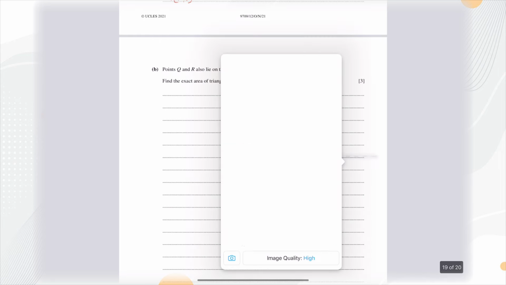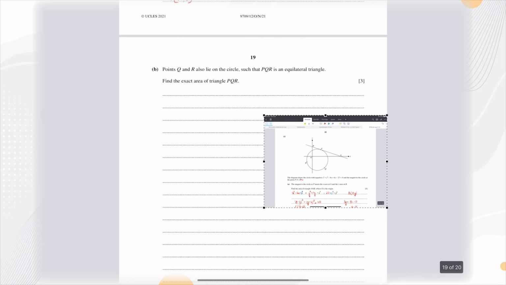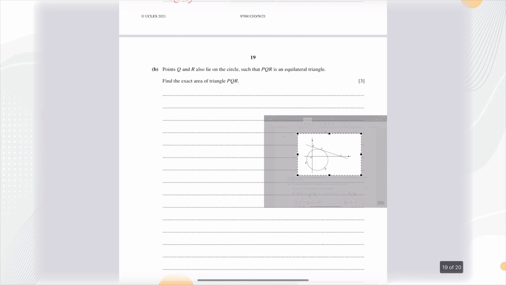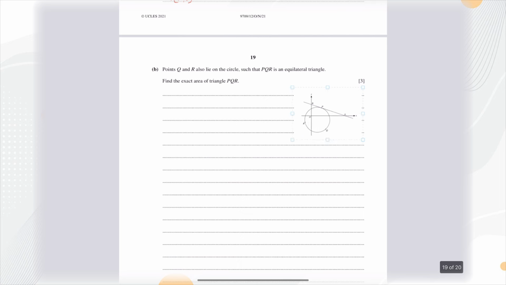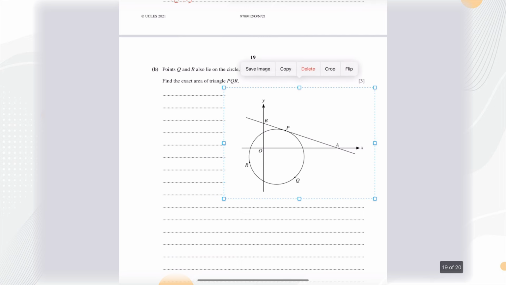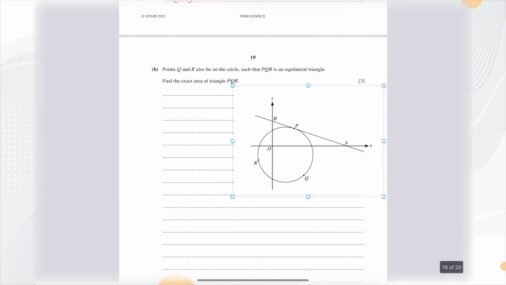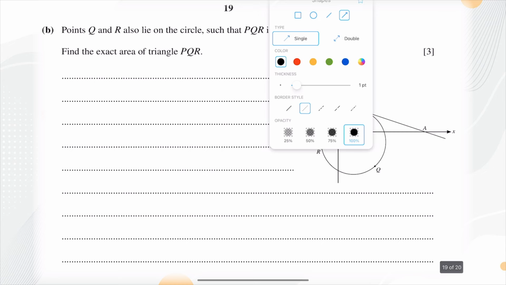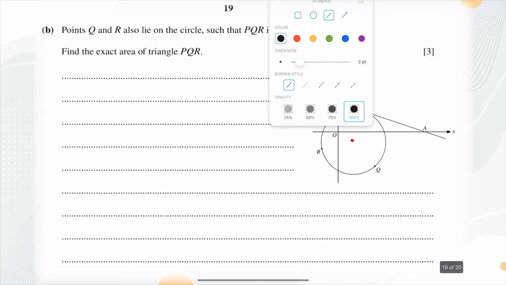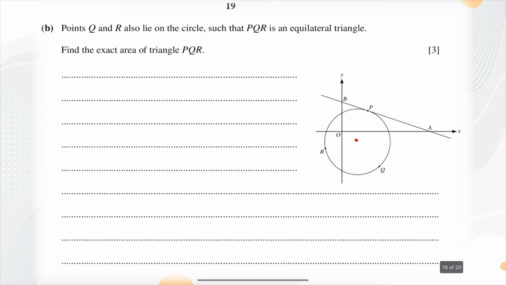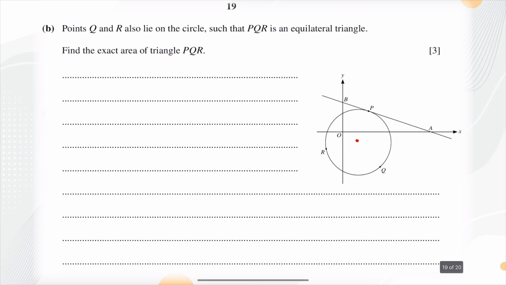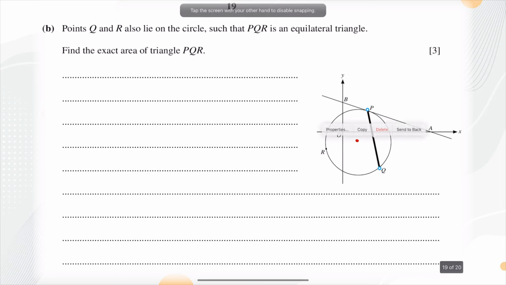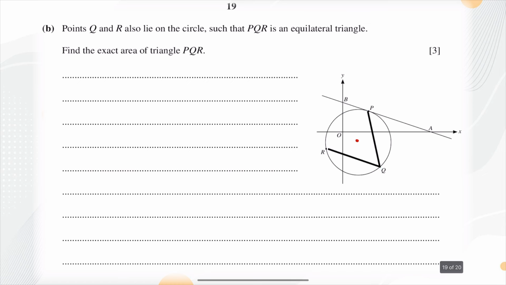Alright, now, here it is. Find the exact area of triangle PQR. We have the coordinates of the center, and not only that, we also have the radius. So we have to find the area of triangle PQR. First, let's actually make a triangle.